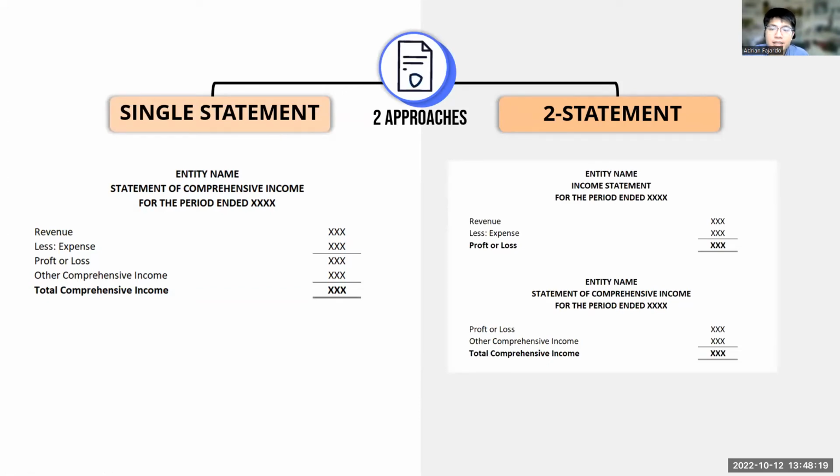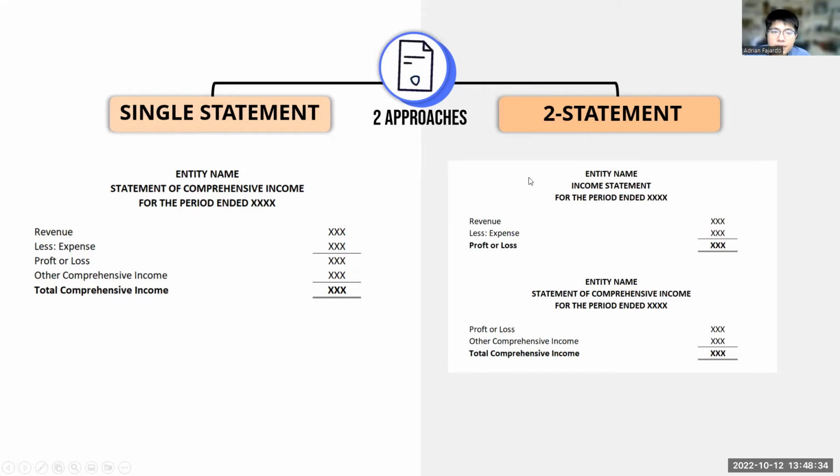So as the name suggests, a single statement, you have this header, and then straightforward in one statement, revenue less expense is equal to your profit or loss. And then you have your other comprehensive income items, and then you have your total comprehensive income.